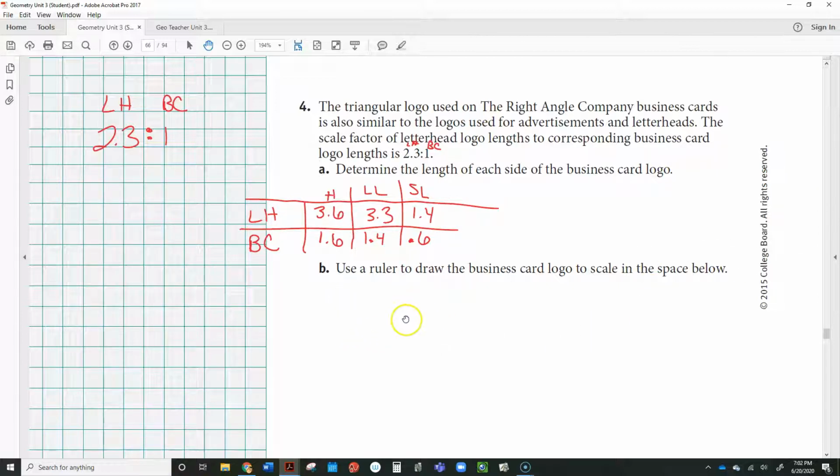Okay, I don't have a ruler and I don't want to turn on my document camera, so I'm going to assume that you can take your ruler and draw that. The hypotenuse, remember, is 1.6. So we're going to pretend this is 1.6. This is 1.4, and this should be 0.6. It's actually going to be quite small because 0.6 is not even a centimeter long, so it's going to be a little bit smaller than that.